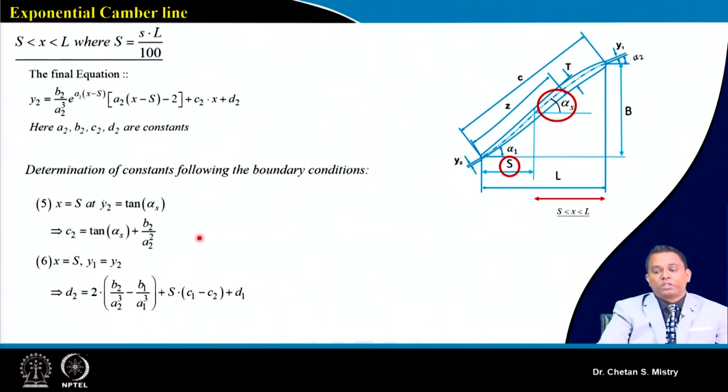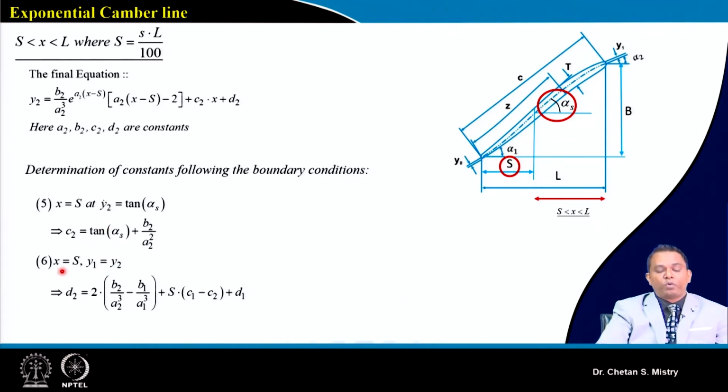Now let's move towards the next location. So this is my next location. My equation will be written as y2. We can say these are the constants a2, b2, c2 and d2. Again we will be putting our boundary condition at the inflation point. So at x equal to s, we will be having y2 dash equal to 10 alpha s. That will be giving me my constant c2.